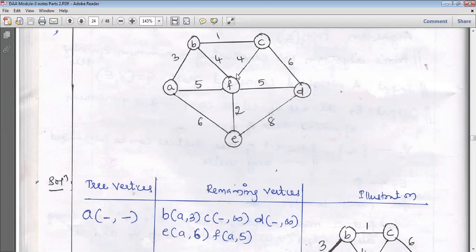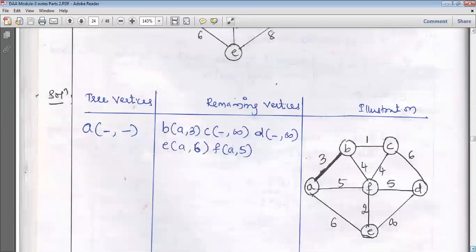When it goes to F, there is also a direct edge from A to F. So what is the cost here? 5. See, if we check among all these things, we have calculated A to B, A to C, A to D, A to E, A to F. Which is minimum? A comma 3 is the minimum. That is from A to B, 3 is the minimum. If I go to F, it is 5. If E, it is 6. So among these 3 from this particular vertex, only these 3 have the direct edges. Among these 3, which is minimum? 3 is minimum. So we are going to include that in our spanning tree.